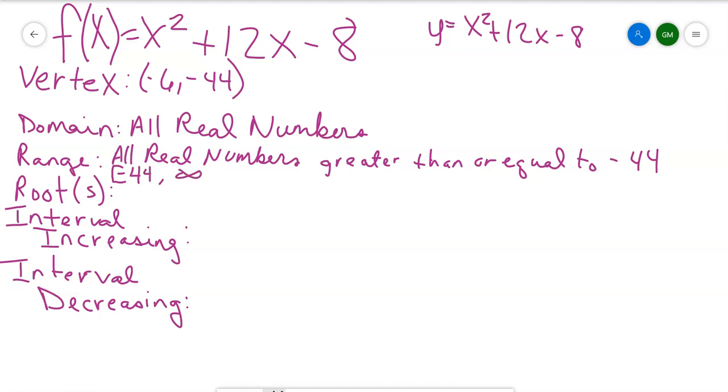And it's going up to infinity, and then close that with a parenthesis because the infinity can never actually be included. Now the next question says root or roots. Remember, if it touches the x-axis and turns around, then it only has one root. If it crosses the x-axis, turns around, comes back, and crosses it again, it has two roots.